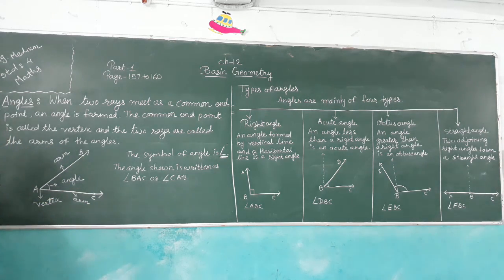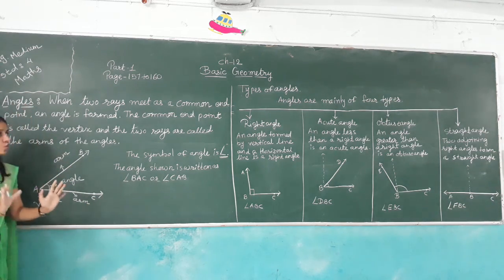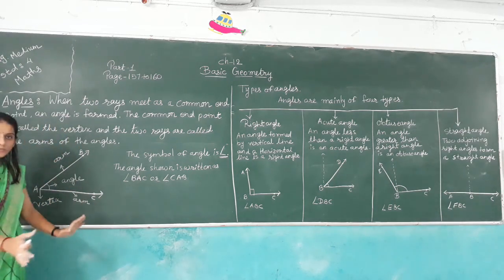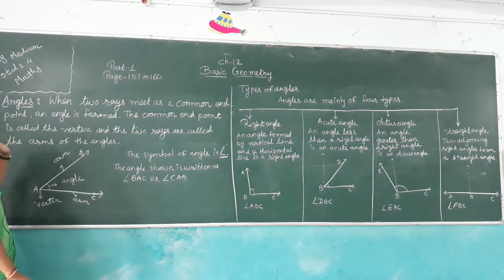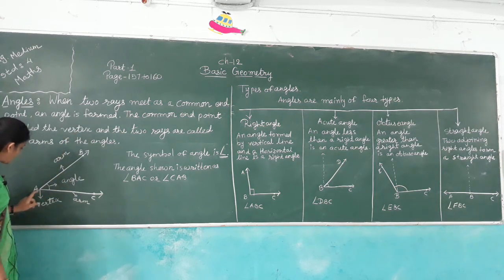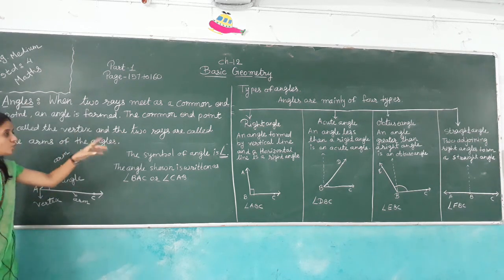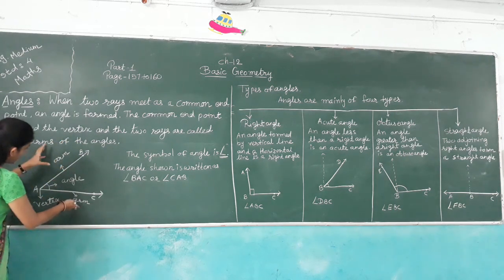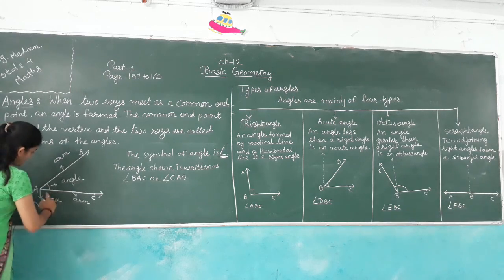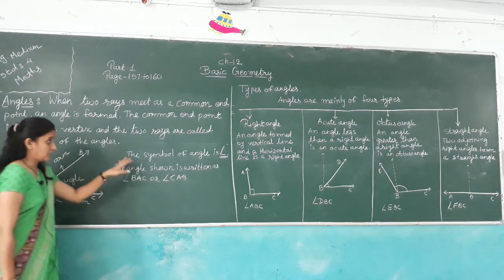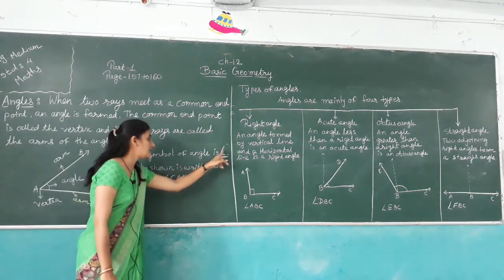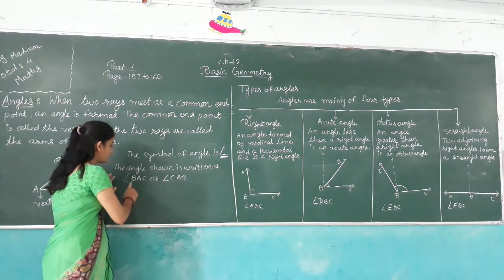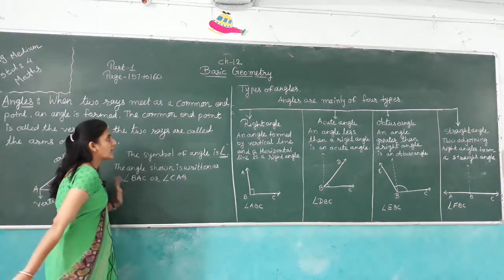Again one time repeat it. Angles. When two rays meet at a common end point, an angle is formed. The common end point is called the vertex. This one is the vertex, and the two rays are called the arms of the angle. These both are arms of the angle. This one is called the angle. The symbol of angle is this. And the angle shown is written as BAC or CAB.